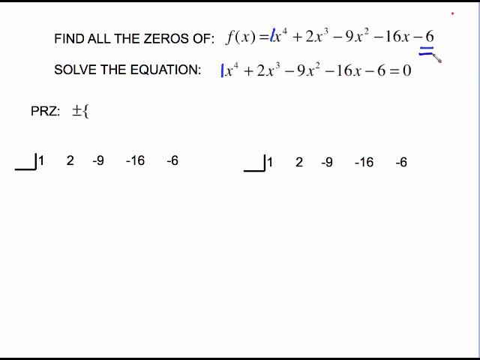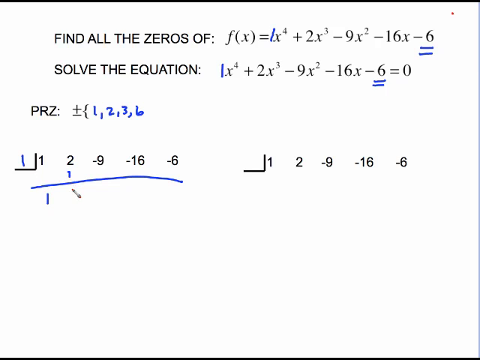all I have to look at is the last number and write down the factors of that number, which are 1, 2, 3, and 6, plus or minus of all of those. So that's 8 possibilities that could work in our equation. And all we have to do is just start and try. So we'll start with 1, bring down the 1 and do the synthetic.